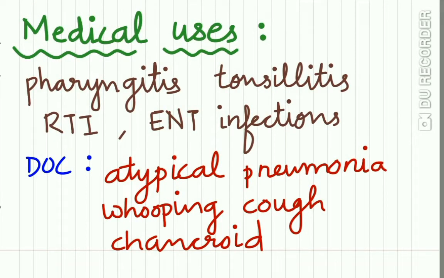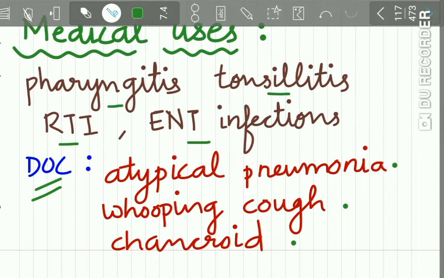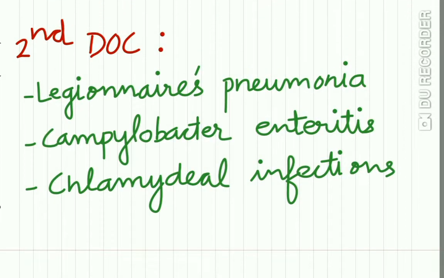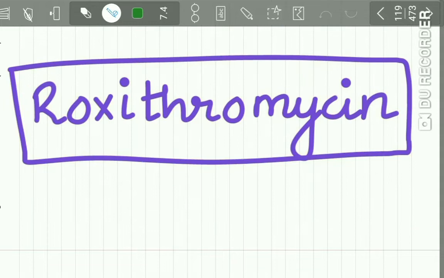Medical uses of erythromycin are in pharyngitis, tonsillitis, other RTIs and ENT infections, and erythromycin is the drug of choice for atypical pneumonia, whooping cough and chancroid. It is the second drug of choice for Legionnaires' pneumonia, Campylobacter enteritis and chlamydial infections of the genital tract.